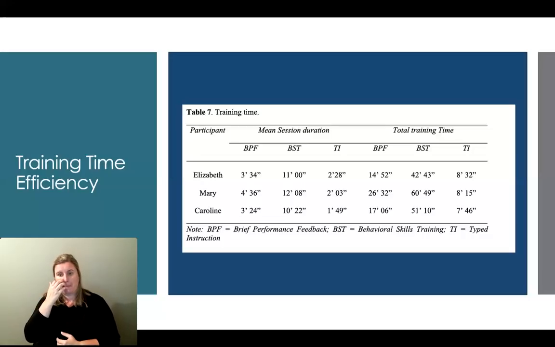So there is a clear difference here in terms of not only the within-training session duration, but also the amount of total training time to reach mastery criteria, which really indicates clear differences between one training strategy, abbreviated brief performance feedback, and behavioral skills training.